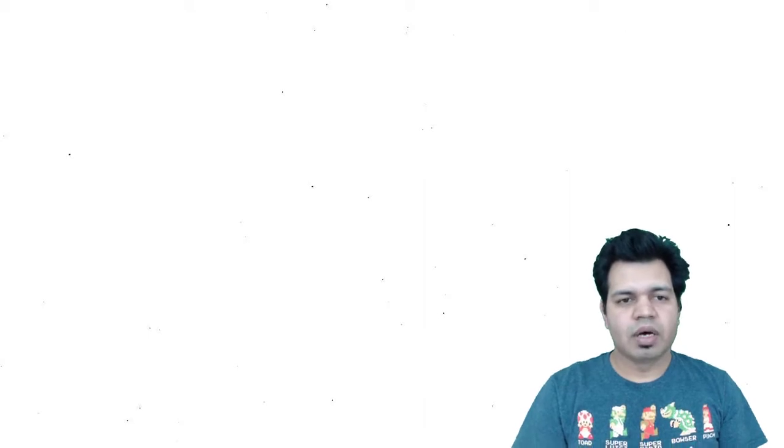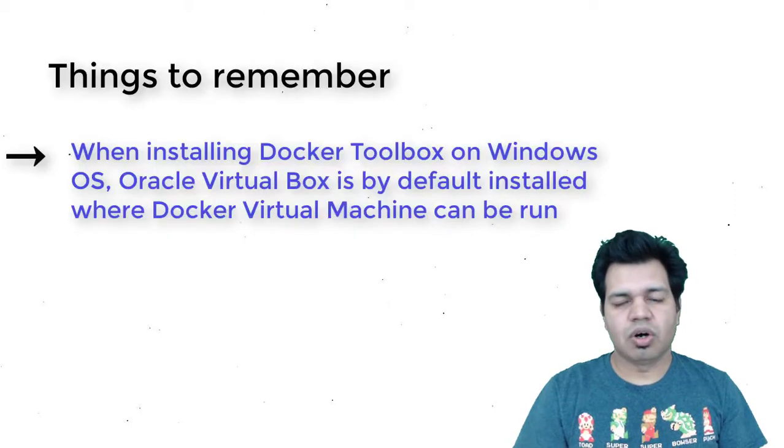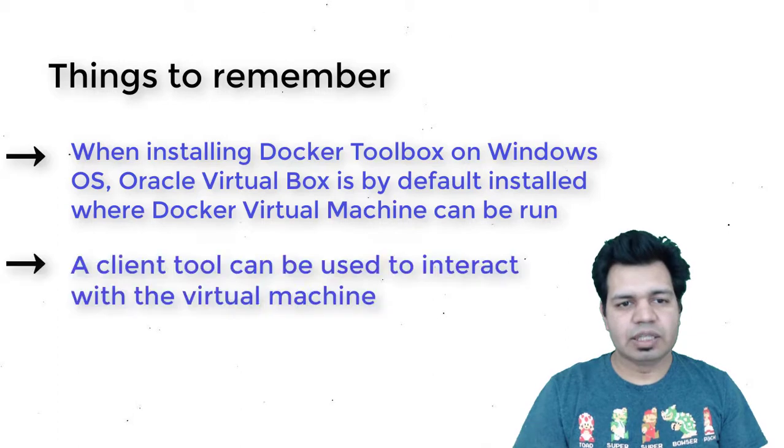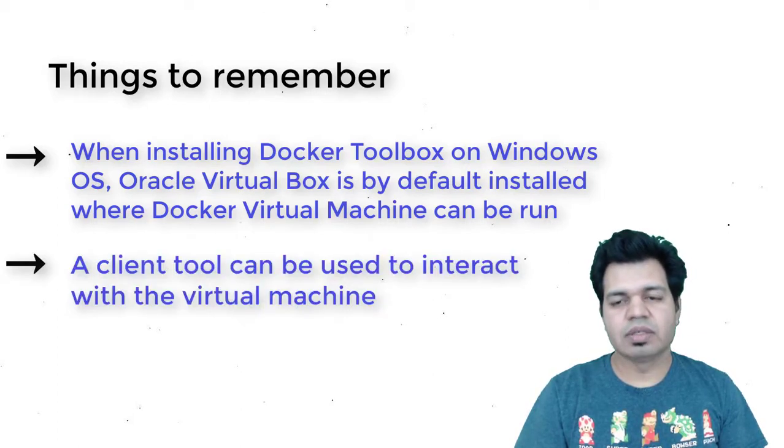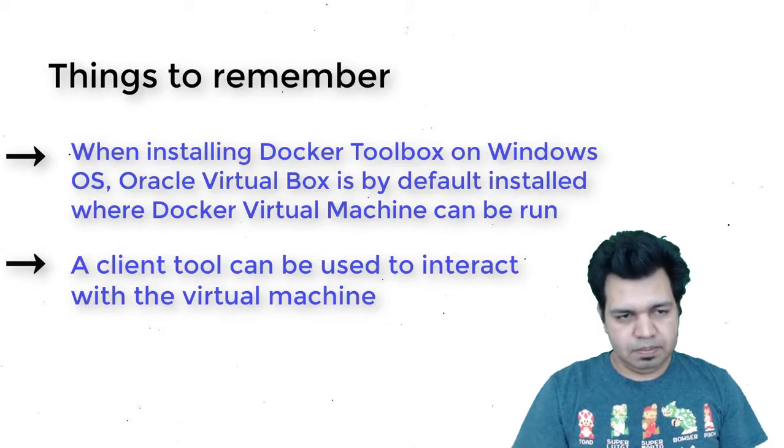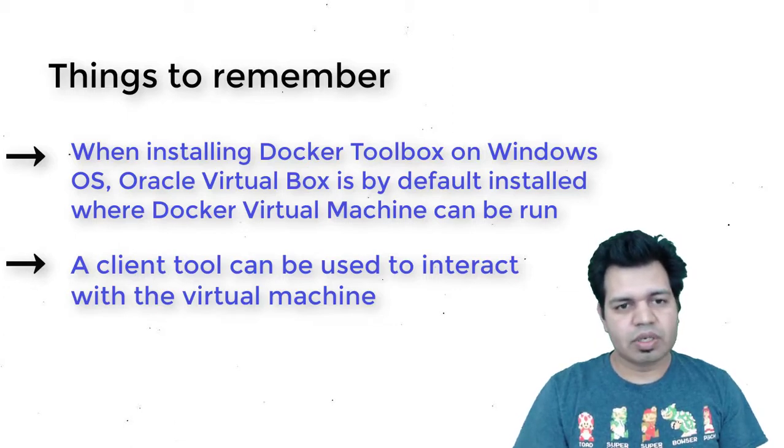Hello folks, in this video I'm going to tell you how to install Docker on Windows operating system. But before we install Docker, we need to know that when we install Docker Toolbox on a Windows machine, the installer automatically installs Oracle VirtualBox to run the Docker virtual machine, and we can then interact with this virtual machine using a client tool. That is, in case of Linux operating system, Docker is installed directly on the operating system.